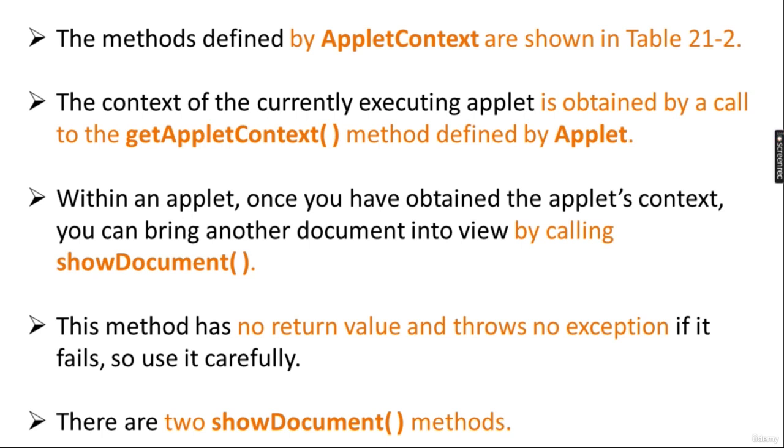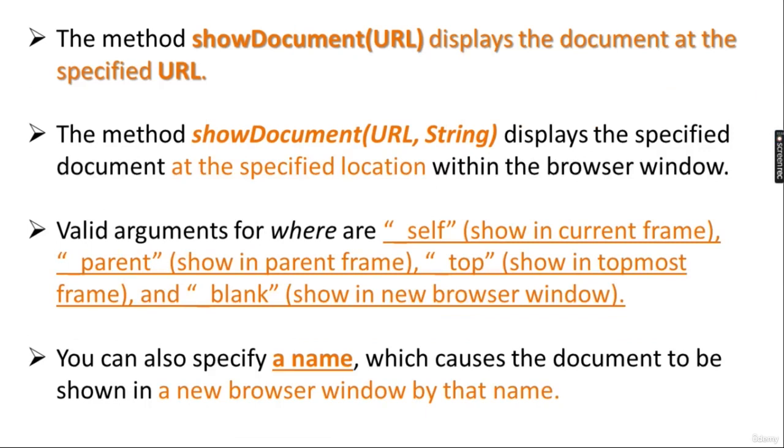This method has no return value and throws no exception if it fails, so use it carefully. You should be very careful passing the URL to showDocument. There are two showDocument methods. showDocument(URL) displays the document at the specified URL. The method showDocument(URL, String) displays the specified document at the specified location within the browser window.